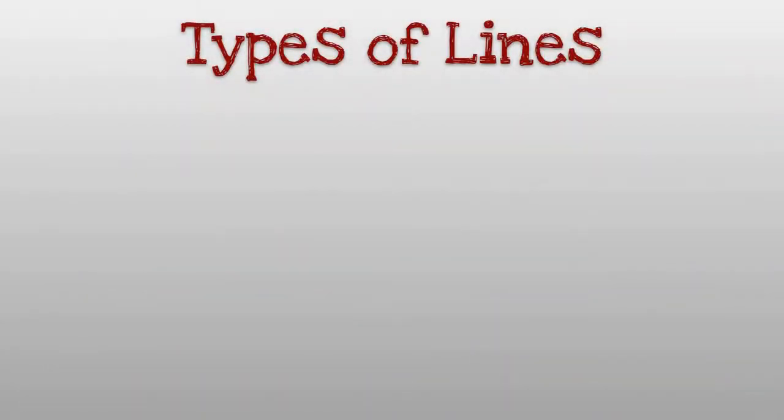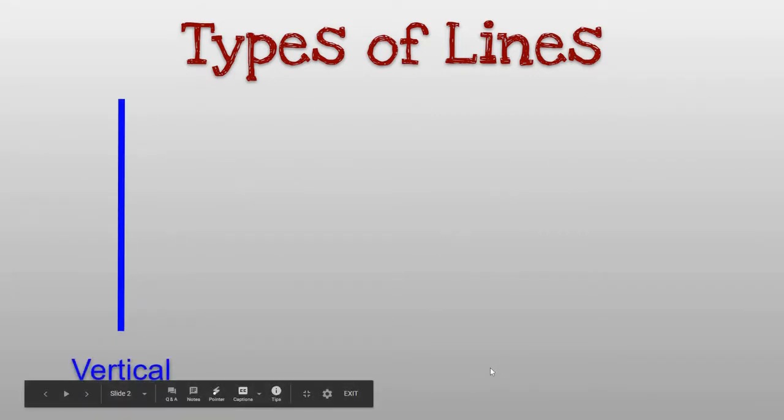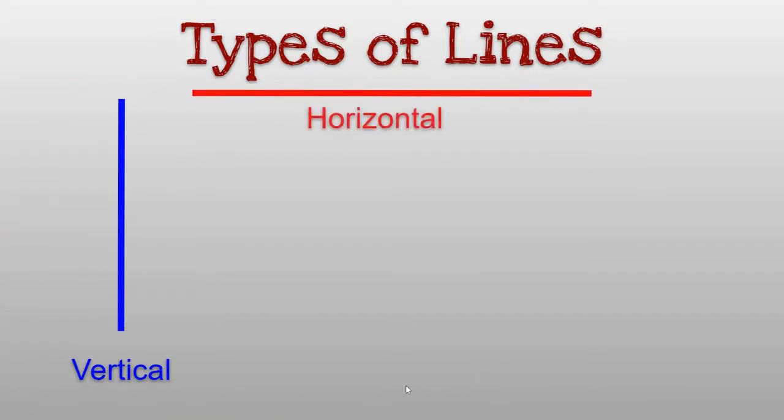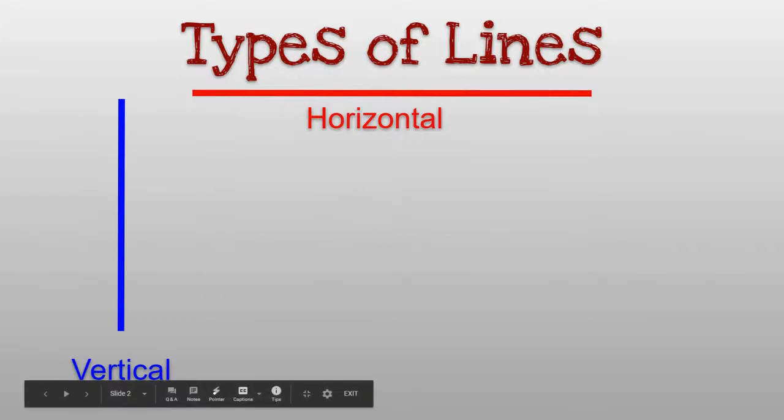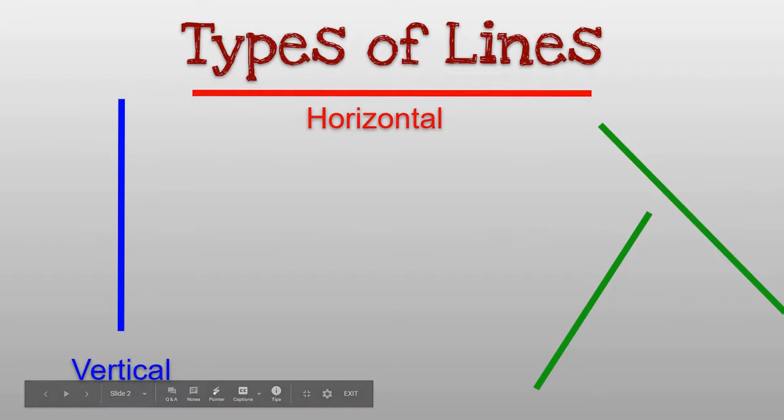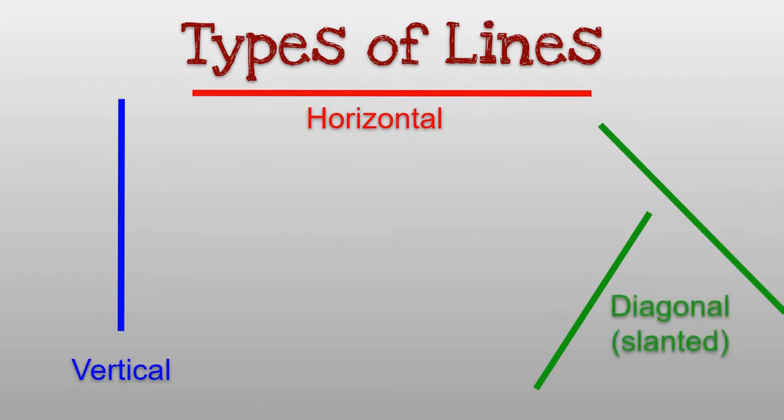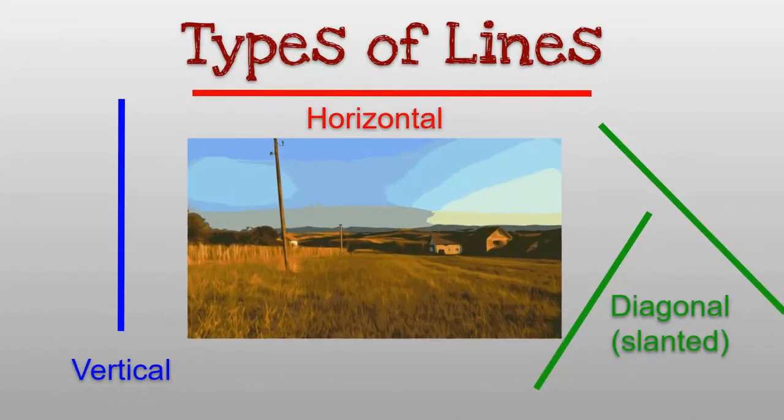There are many types of lines. You can have vertical lines. You can have horizontal lines. You can have slanted or diagonal lines. If you have trouble remembering which ones are which, just remember, the horizon is horizontal.